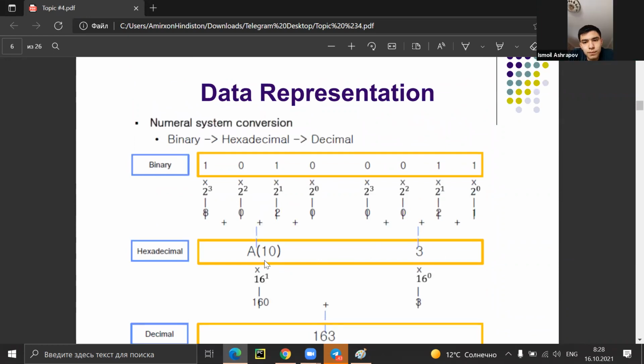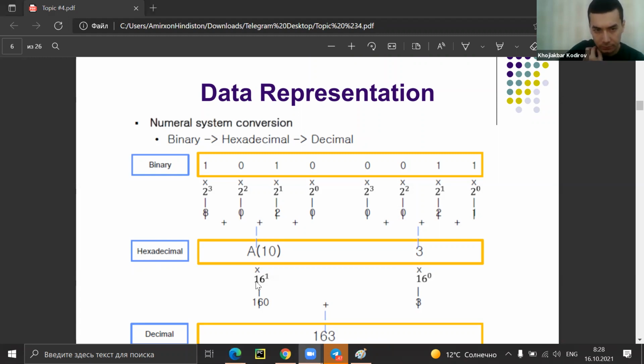Then we have the second part that we divided. Again we calculate it, and we get the answer 3. So this binary number in hexadecimal will be A3. Got it? I wrote in the chat, it's going to be A3.